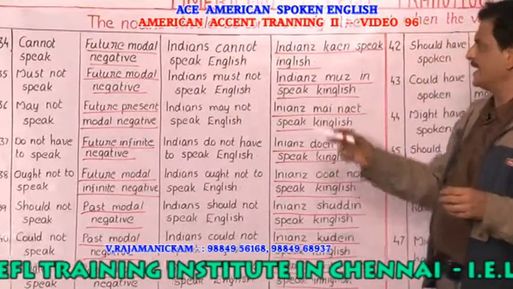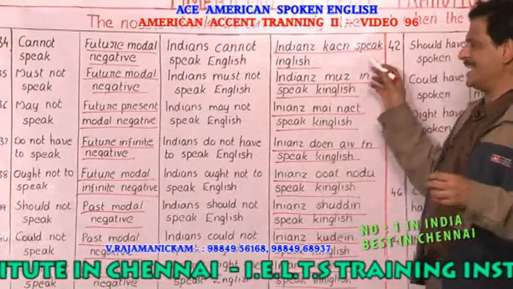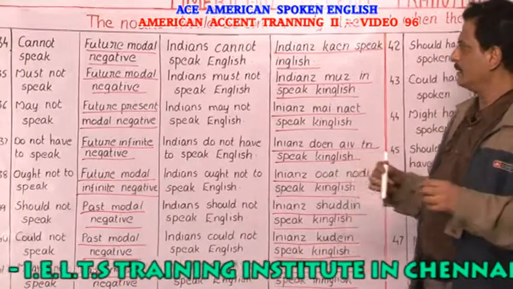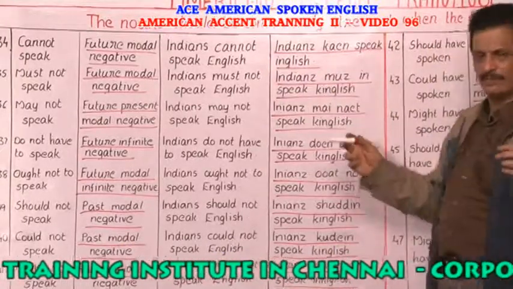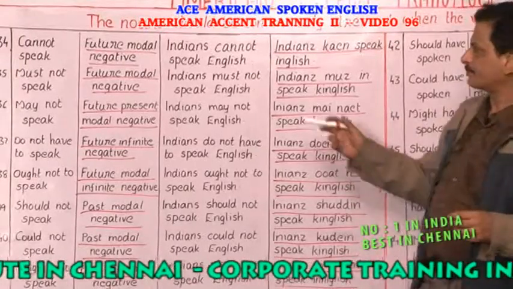How do you pronounce? Indians can. Indians can speak English. Can. You should say can. You don't say cannot, you say can. I can. Indians can speak English.